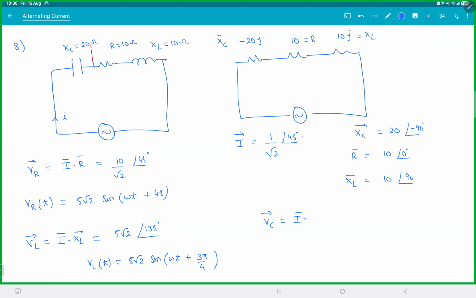VC bar is I bar dot XC bar. This would be 10√2, minus 45. The VC as function of time t will be 10√2 sine omega t minus 45. Got all this? Convert into phasors, get the current, just keep multiplying. It's tiring, but you get everything. Clear? Any doubts on this page? Then the next part.